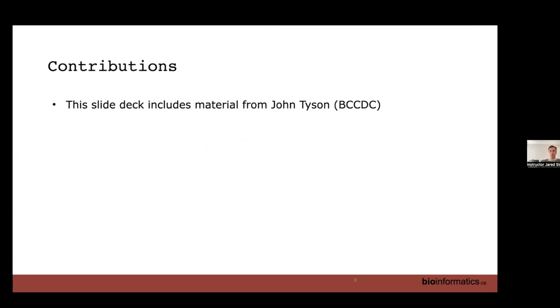And this slide deck that I'm going to present includes quite a lot of material from my close friend and collaborator, John Tyson, out of the BC Center for Disease Control. John was really one of the main contributors to the development of primer schemes and sequencing methodology for SARS-CoV-2. We're going to be focused a lot on coronavirus today. So big credit to John for not only producing some of the slides I'm going to present today, but also his huge contributions to our ability to very cheaply and rapidly sequence coronavirus.